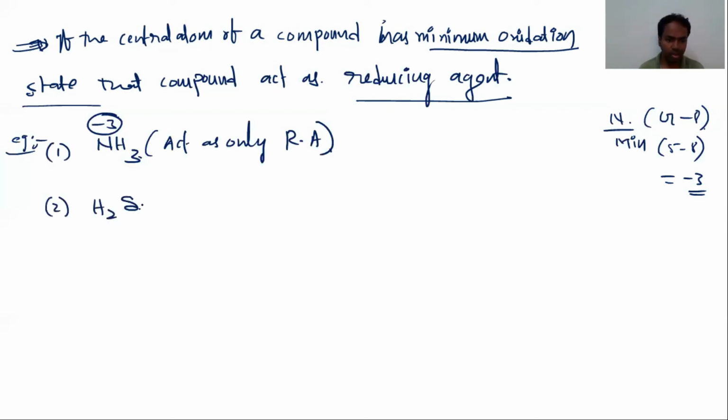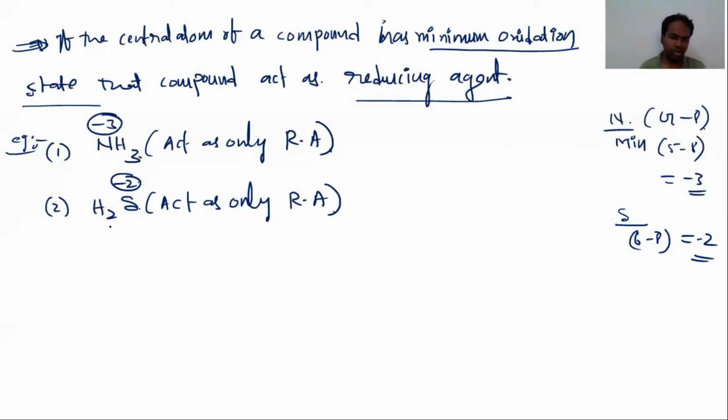H2S. Here sulfur is -2. The minimum oxidation state of sulfur is group number minus 8, so 6 minus 8, which is -2. This is the minimum oxidation state. The atomic number of sulfur is 16. By gaining 2 electrons, it gets the argon configuration. It cannot gain one more electron, but it may lose electrons. Losing of electrons is oxidation. The compound that itself undergoes oxidation is called a reducing agent. This compound acts as only a reducing agent. So if the central atom has the minimum oxidation state, the compound acts as the reducing agent.